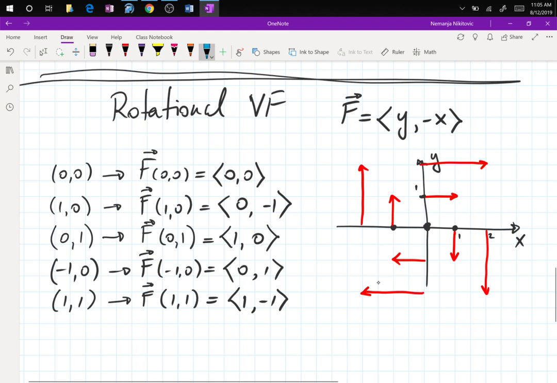So that one I'm going to just do in blue. So we go to 1, 1. We have to go 1 unit to the right and 1 unit down. It would be this vector right here. So in general, I hope you can see that it's a spin around the origin. So all of these vectors will be pushing. Rotational vector fields.